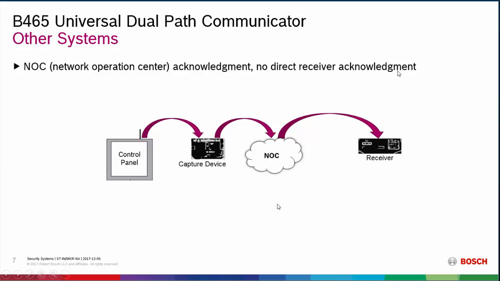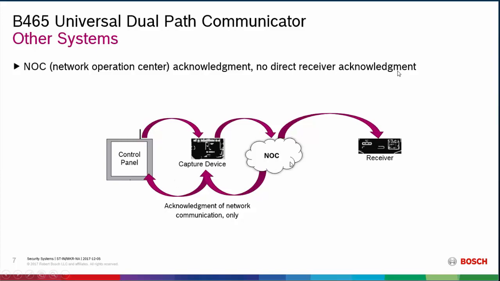There's an issue in this type of use case in that how do you know that the event actually made it from that Network Operations Center to the receiver? Basically, the way our customers have implemented it, the control panel sends the alarm, the capture device captures it and sends it on to the NOC. The NOC sends an acknowledgement back to the capture device, and then the capture device acknowledges the control panel.